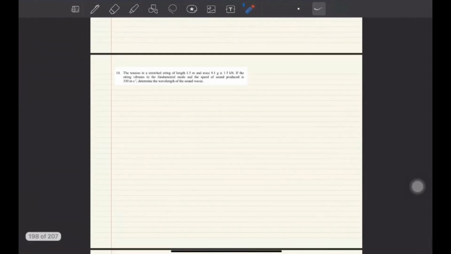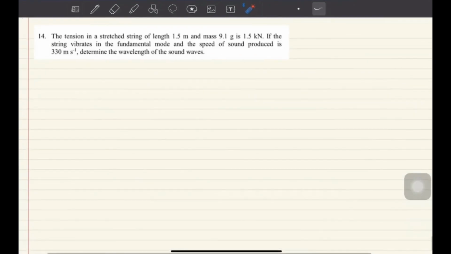Cuba kita buat example. Macam 4. The tension in a stretch string of a length 1.5 meter, mass 9.1 gram is 1.5 kilonewton. Okay, kita keluarkan malam-malam. L sama dengan 1.5 meter. Length dia. Mass is 9.1, so I change to kilogram.